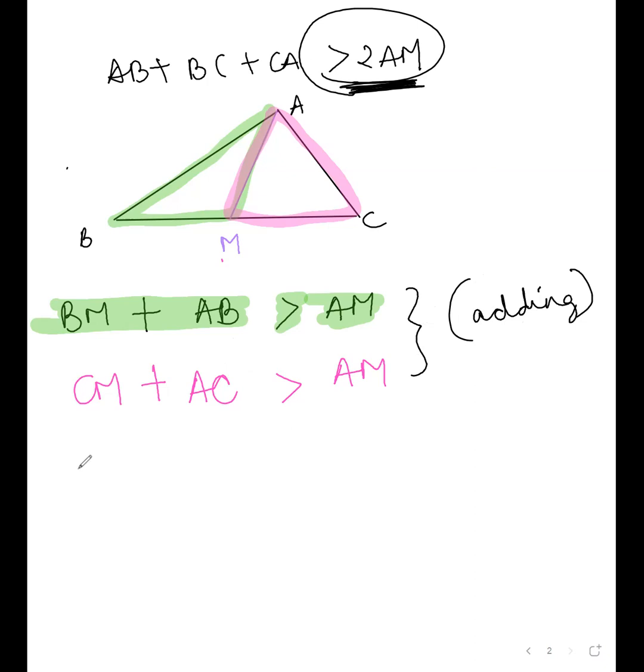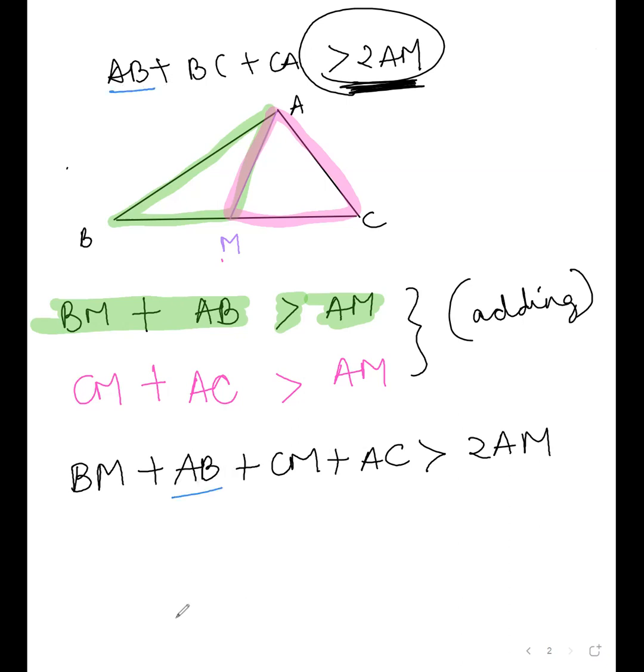BM plus AB plus CM plus AC is greater than 2AM. Very good. So here we have reached this. Now from here, our question is asking AB. Do we have AB? Yes, we have AB. Then the question says BC. Do we have BC? No, we don't have BC. Let's see what we can do about that. Then it's asking CA. Do we have CA?